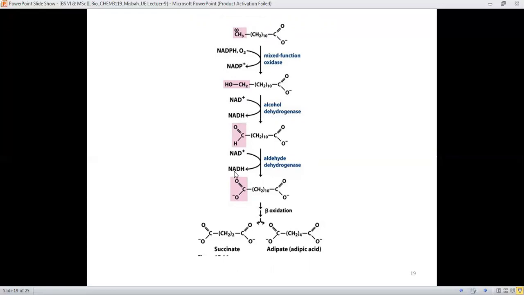And later on, again, alcohol dehydrogenase causes the oxidation or the dehydrogenation. And therefore, by the dehydrogenation, this functionality is changed into the carboxylic acid one. And later on, a series of beta oxidation occurs to give succinate and adipic acid, which has the four intervening active methylenic groups.